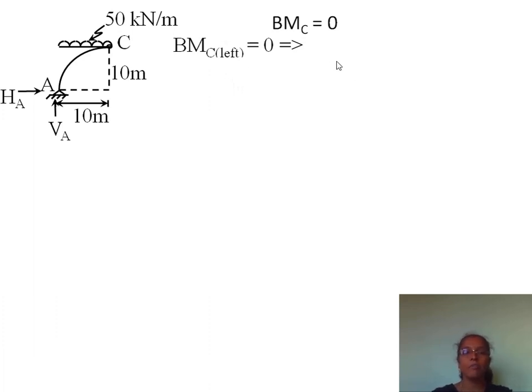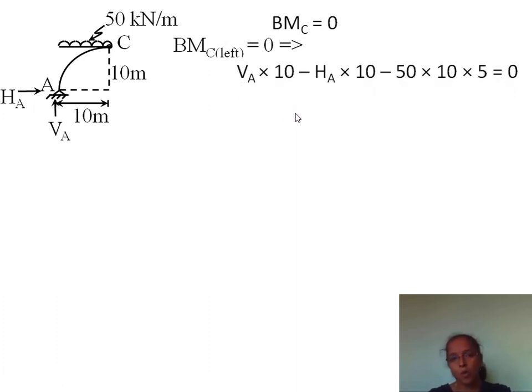What is the equation when we apply bending moment at C is equal to 0? This VA is inducing sagging moment about C, therefore VA into 10. So that will be positive. Sagging means the upward forces will always cause sagging bending moment, and downward forces will cause negative bending moment or hogging bending moment.